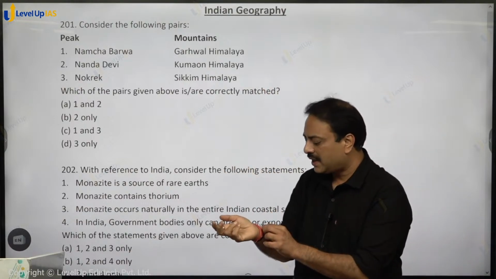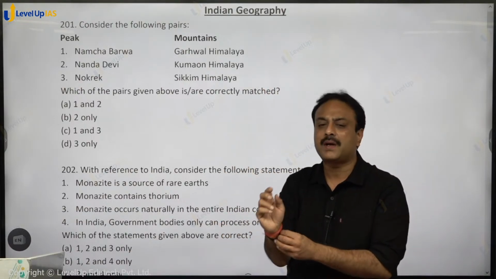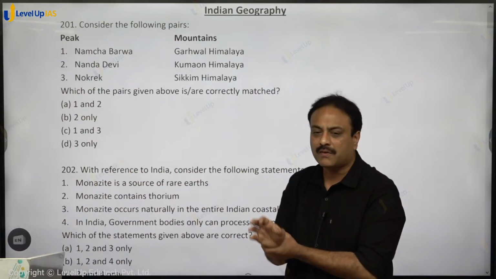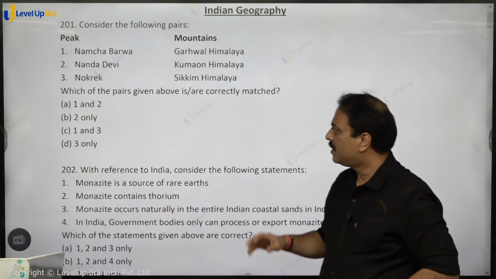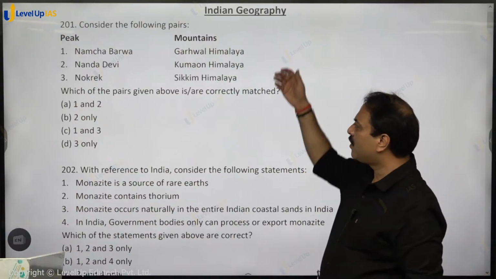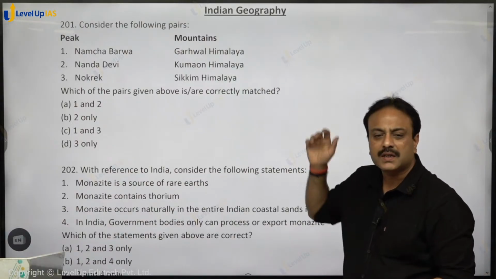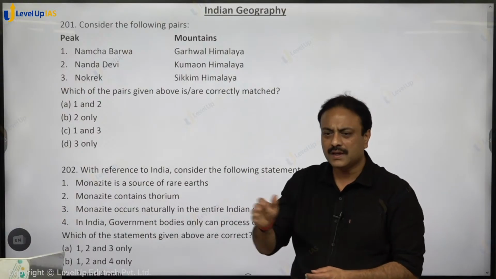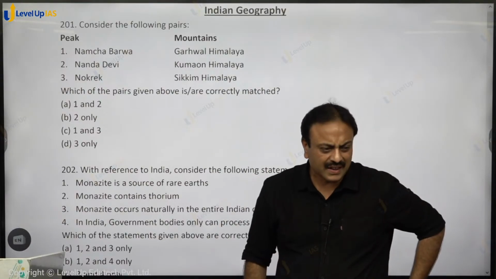Garhwal Himalaya is located where? Garhwal Himalaya is in Uttarakhand. Uttarakhand has two parts, Garhwal Himalaya and Kumaon Himalaya. Then Nanda Devi is written as Kumaon Himalaya. Nokrek is written as Sikkim Himalaya. Now Garhwal, Kumaon, Sikkim Himalayas, all of these are considered regional divisions of the Himalayas.